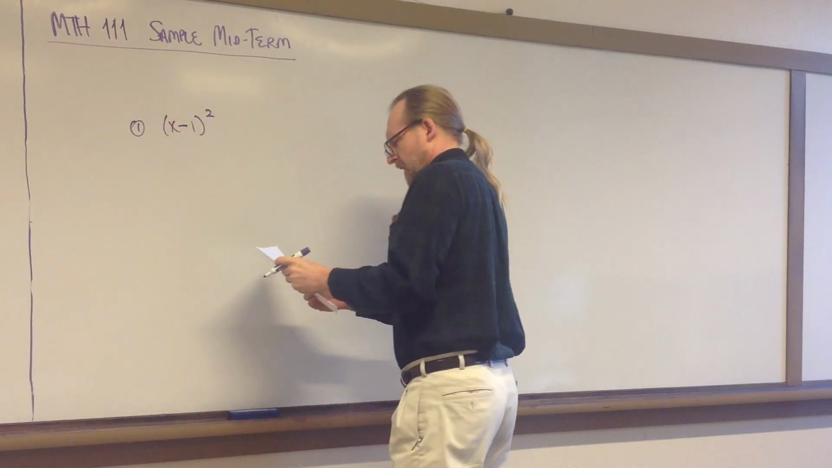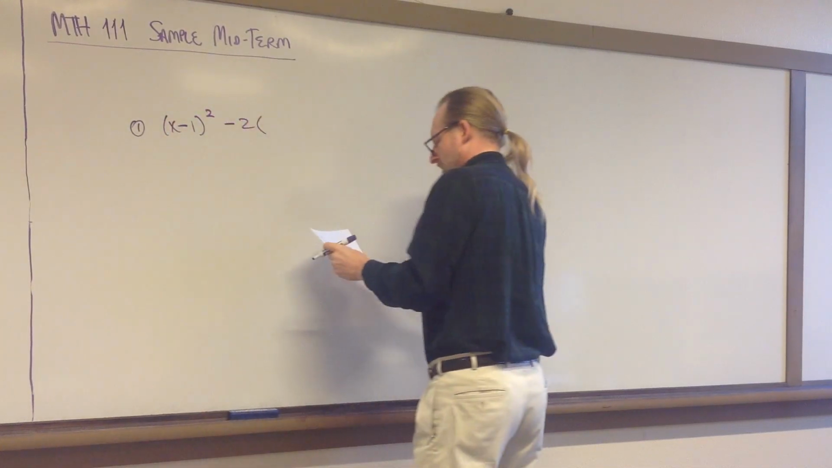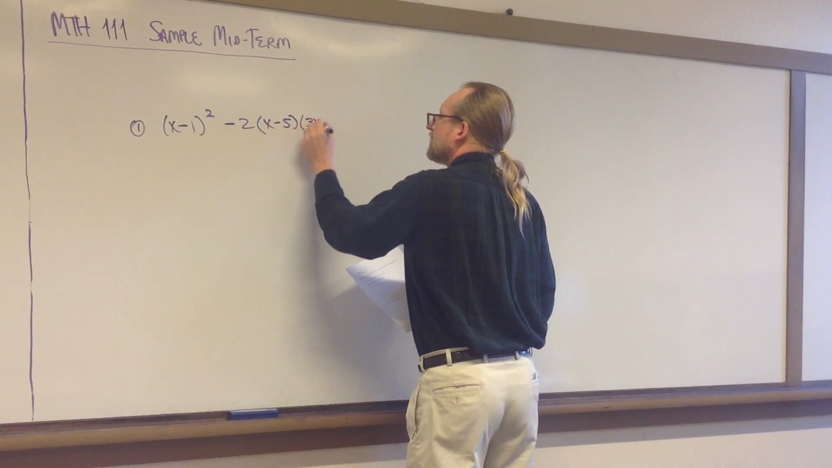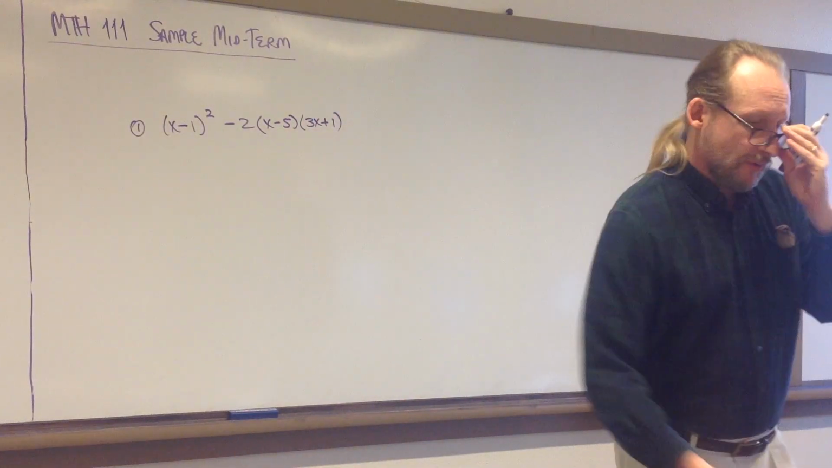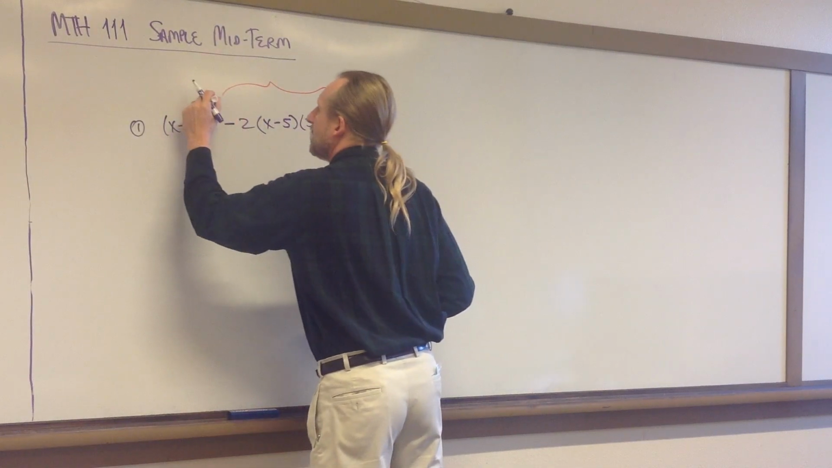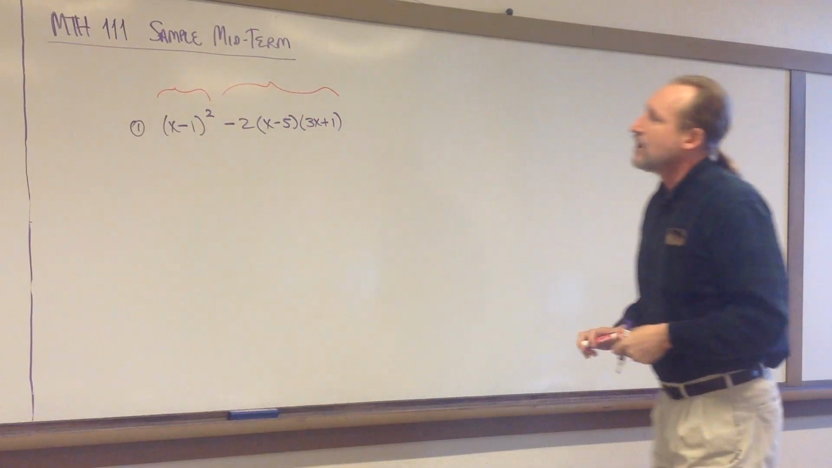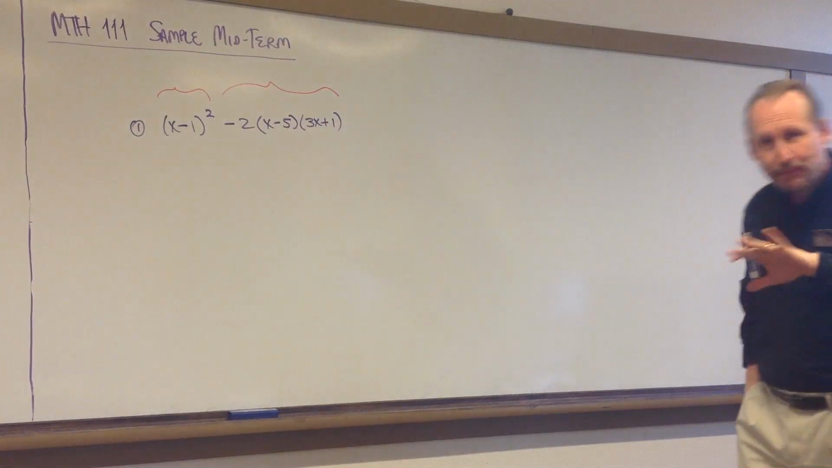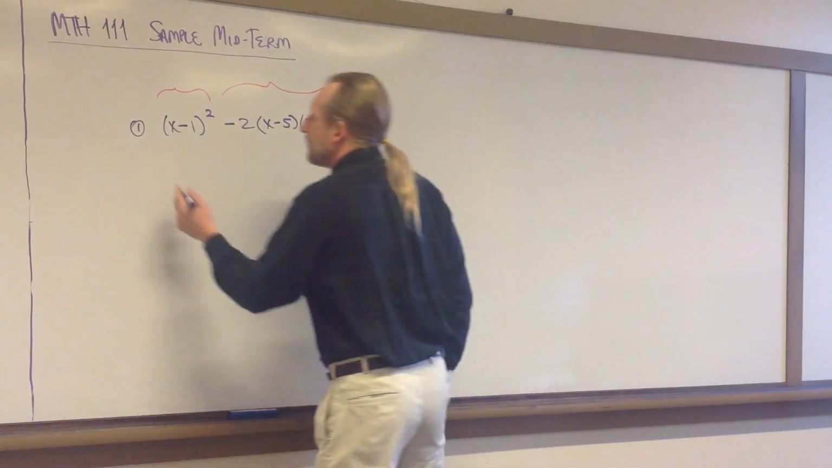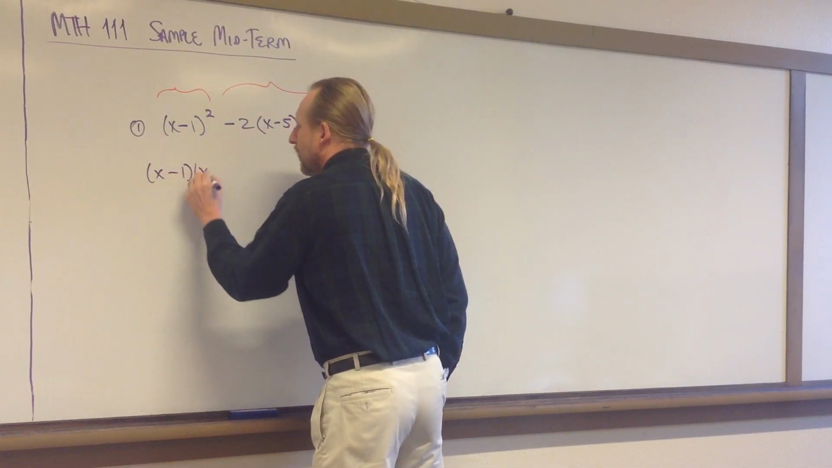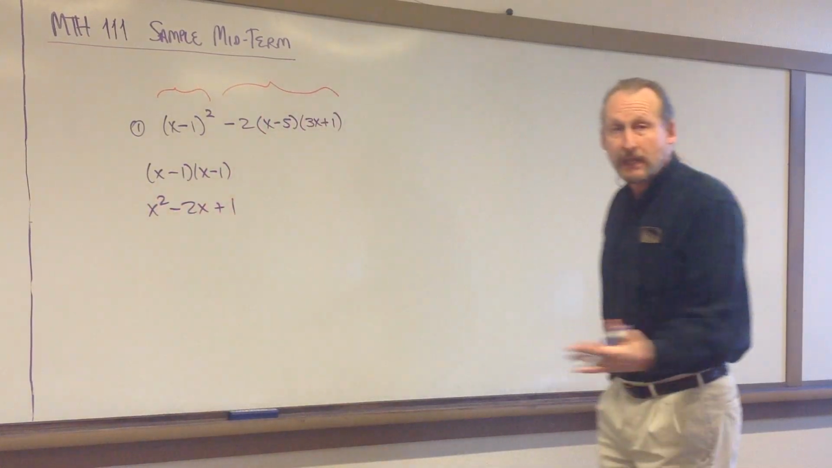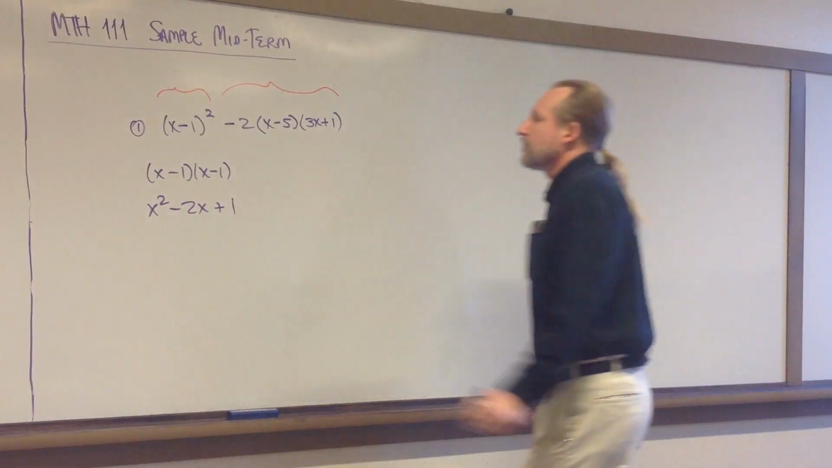Simplification. We've got (x minus 1) all squared minus 2 times (x minus 5)(3x plus 1). So really what we're working with here are two pieces. We want to simplify those separately and then look to combine like terms. The first thing we're going to do is square x minus 1, which means multiplying it by itself, and so we get x squared minus 2x plus 1.